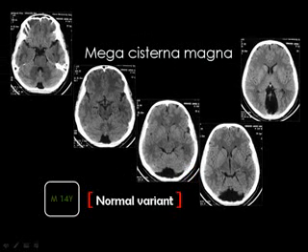Then this is a normal variant, which is known as the mega cisterna magna. The mega cisterna magna is just an enlargement of the cisterna magna in the posterior aspect of the posterior fossa. In this case, you will find the normal vermis, a normal fourth ventricle, and a normal supratentorial ventricular system. And there is no hydrocephalus, there is no communication between the cyst and the fourth ventricle. Everything is okay. The only abnormality here is that the cisterna magna is huge, and this is known as the mega cisterna magna.